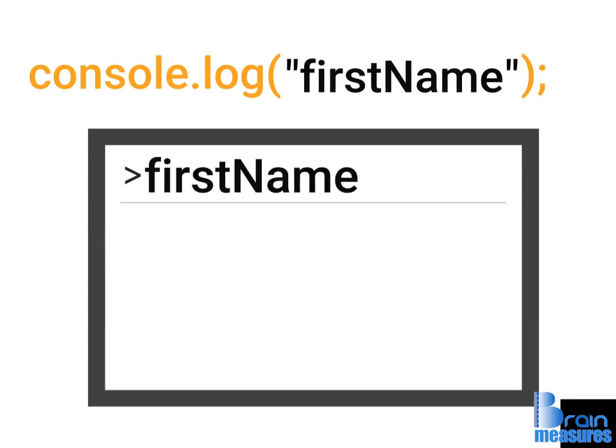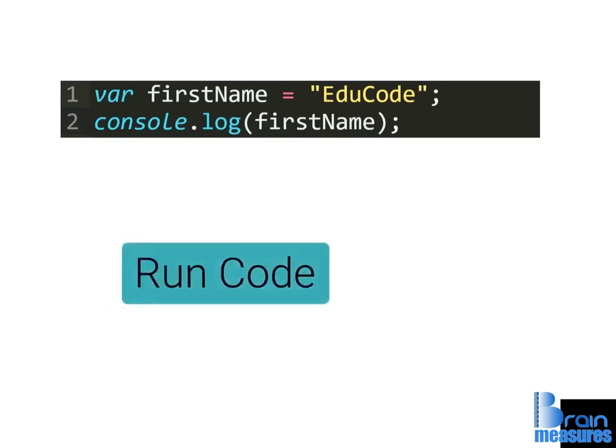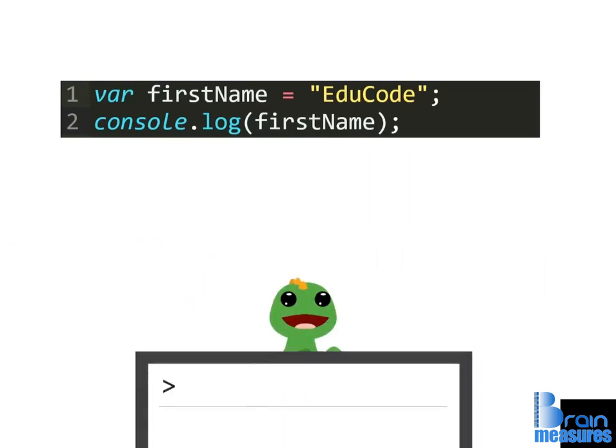Let's try this out ourselves. In the code editor, replace the first question mark with your name. Don't forget the quotation marks. Then, replace the second question mark with the variable first name. Run your code to see the program output your name using the variable.